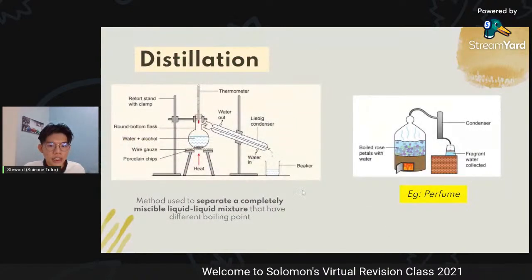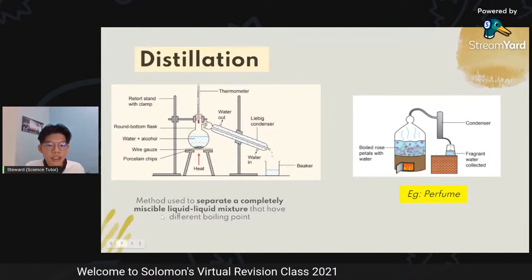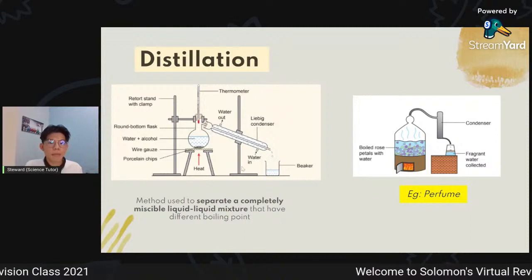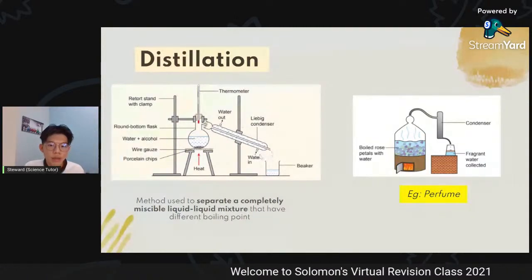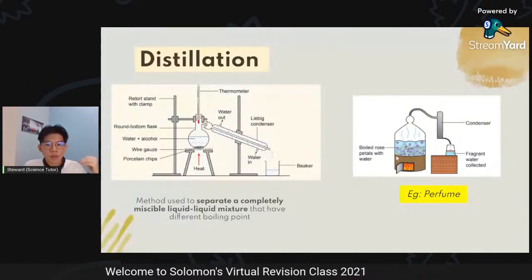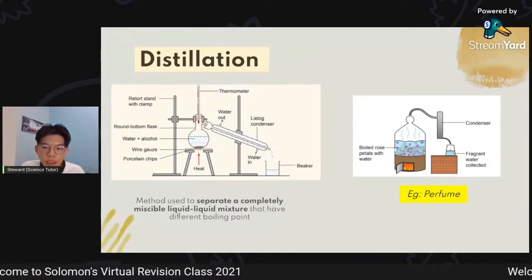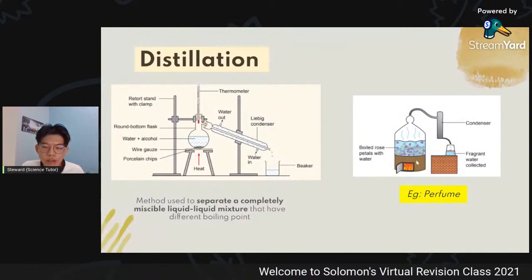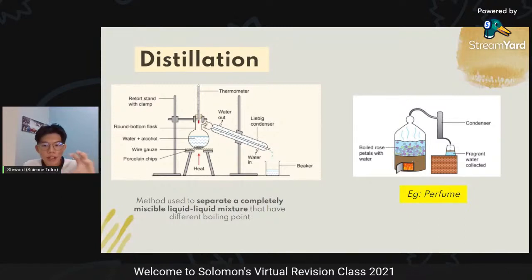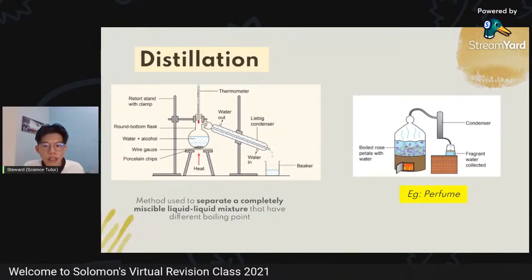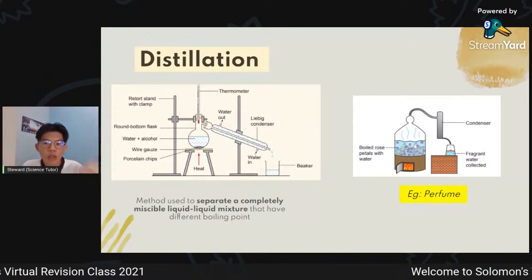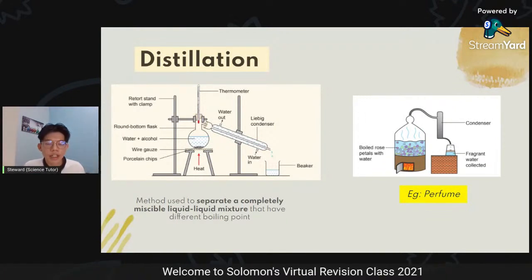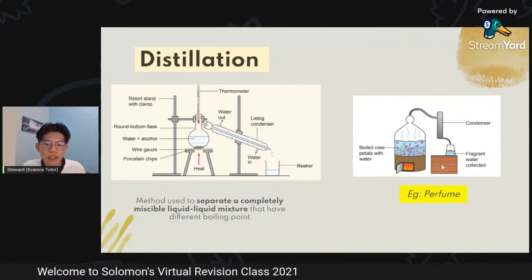Distillation is about separating a mixture of miscible liquids. It is based on the different boiling points of the mixture. For example, we have this perfume here. We need 60 degrees in order to extract the perfume, so we heat it until 60 degrees and maintain it so that the perfume mixture will be extracted out. If we heat it until 100 degrees, water vapor will come out as well. We don't want water vapor, so we keep the temperature at 60 degrees to obtain the fragrance only.